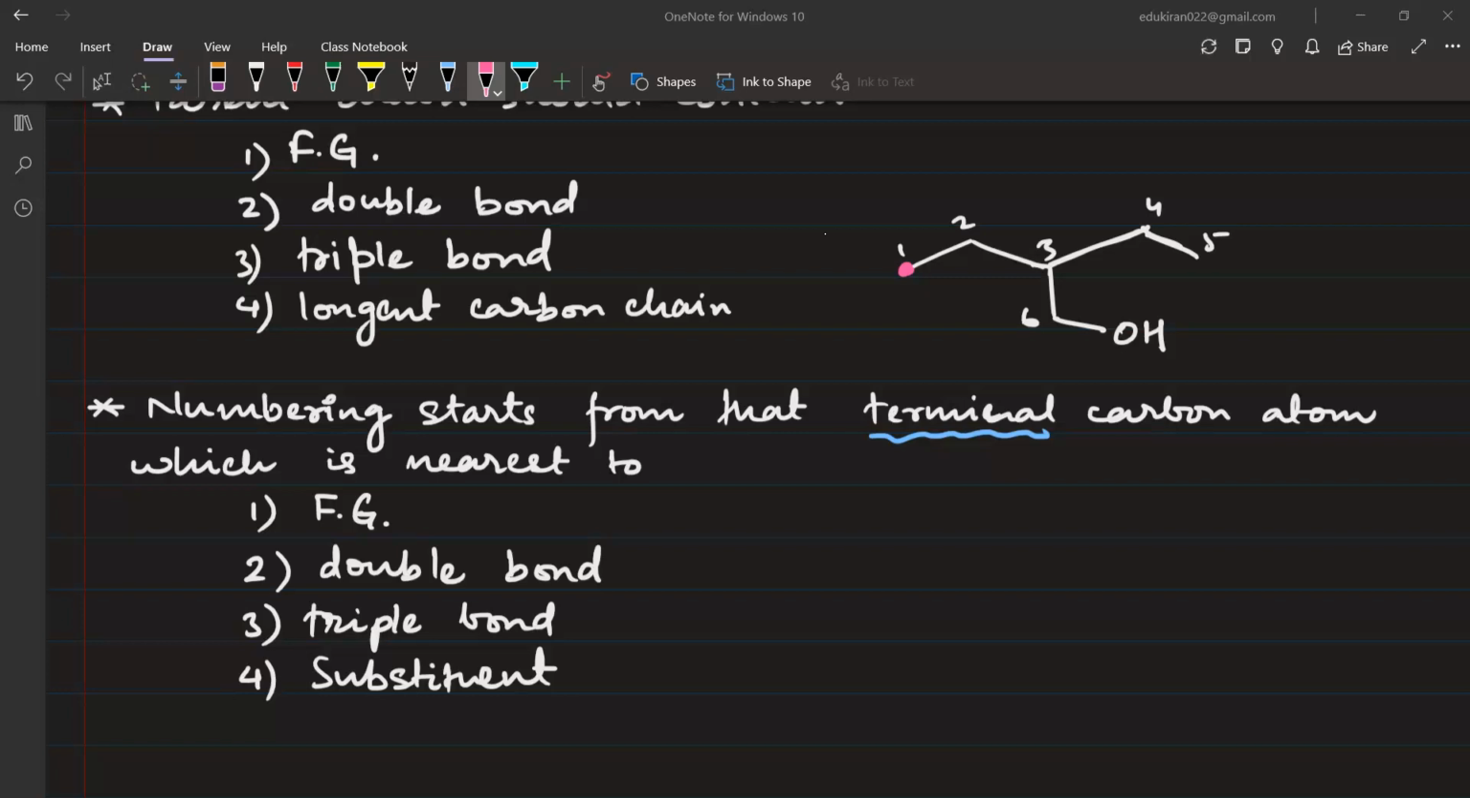One is done, similarly you have 5. 5 is also a last carbon atom, yes or no? Correct? Similarly 6 is also a last carbon atom. Is there any other carbon atom after 6? Tell me guys. No, right? All of you understood what is a terminal carbon atom? Yes, sir. Now after this you are going to write the next point.